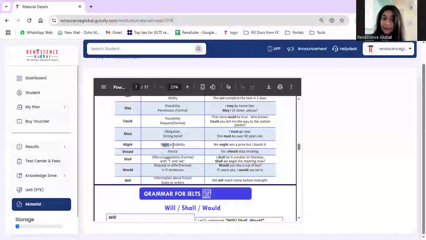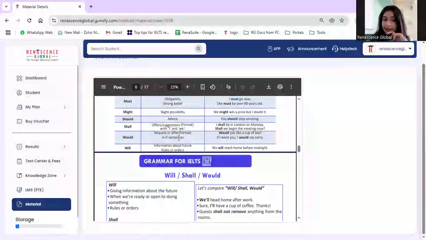Might is a slight possibility. We might win a prize, but I doubt it. Shall. Shall is something which offers or suggests in a formal way. I shall be in London on Monday. Shall we go? Shall we have lunch together? So it's slightly formal. We can also use shall with I and we. Shall we begin the meeting now? So it's a formal permission.